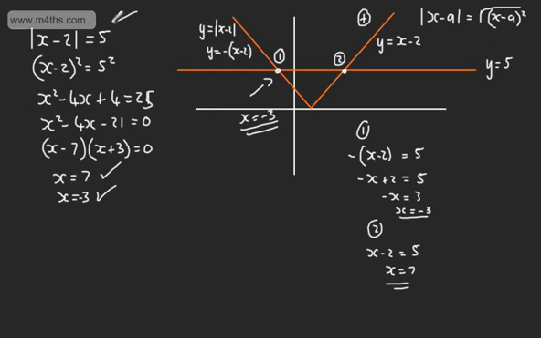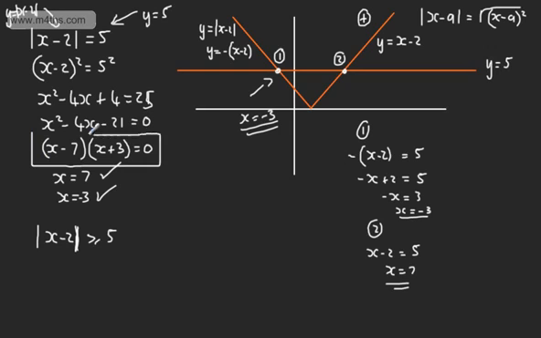So we've solved it graphically. I've taken the line y is equal to 5, and the two lines y is equal to the modulus of x minus 2, and we simply looked at the points of intersection. Okay, so what if this was an inequality? Let's say we had the modulus of x minus 2 is greater or equal than 5. We have two approaches. What I could say here is that x minus 7 multiplied by x plus 3 is going to be greater or equal than 0.